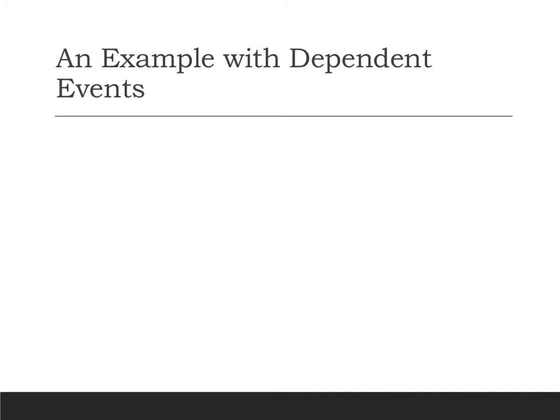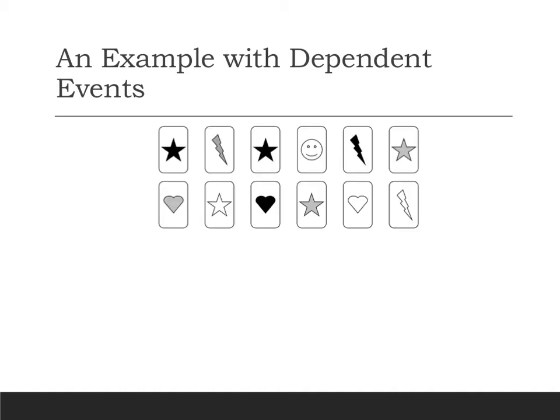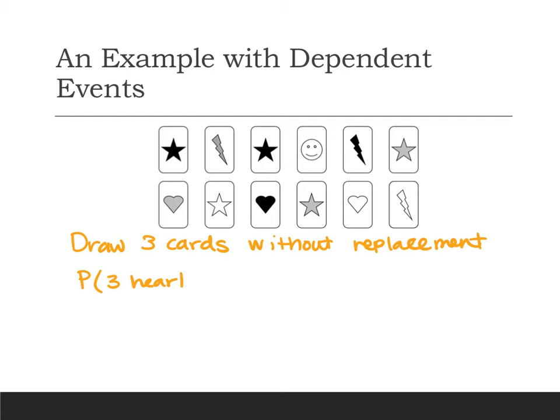All right, and so let's look at one more example where we're actually multiplying through, and we maybe want to draw multiple cards. So here's our exploding snap deck again. Let's say I'm going to draw 3 cards. This time I'm going to draw 3 cards without replacement. And there's some different things we could find. Maybe let's find what's the probability of getting 3 hearts. What's the probability of getting 3 stars? And what's the probability of getting 3 smileys?